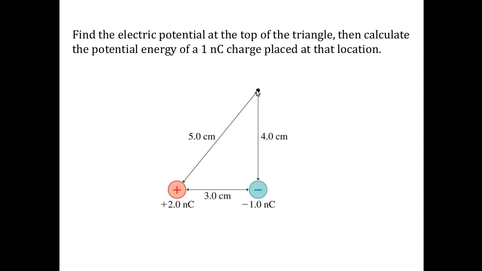So since potential is a scalar, I'm just going to calculate the potential at that location due to each individual charge, and then just add them up, and I'll get the net electric potential at that location. The second part of the problem is to calculate the potential energy if we place a 1 nanocoulomb charge at that location. So that'll be a nice, pretty straightforward second step. Once you calculate the potential, it will be one quick step to find the potential energy.